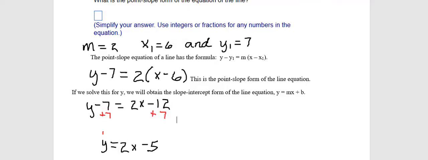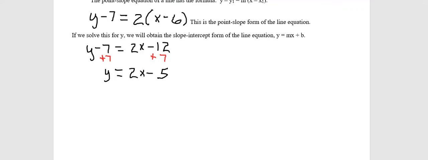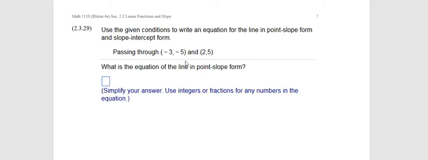So this is the slope-intercept form of the line equation. And one important thing about this is that it is unique. There's one and only one slope-intercept form of a line's equation. But there are many forms of the point slope equation. If you pick a new point, you're going to see a new point slope equation, as long as it's a point that passes through that line.